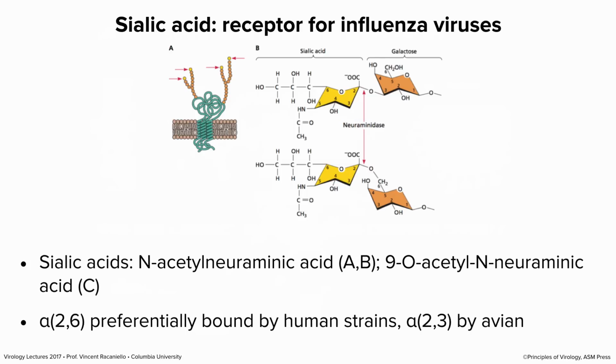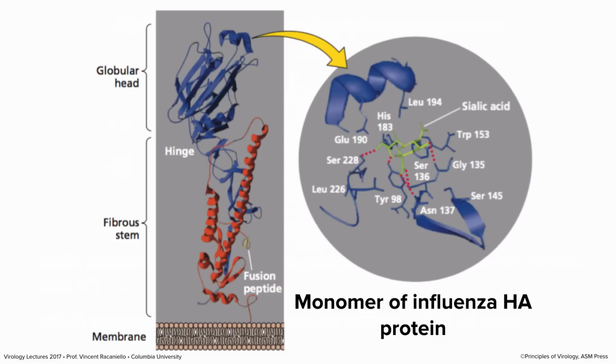There's also another kind of sialic acid that is bound by the third kind of influenza virus. As we'll see later, human influenza viruses occur in three types, A, B, and C. A and B will bind N-acetyl-neuraminic acid, which is up here, and the C viruses bind a slightly different sialic acid, 9-O-acetylated.